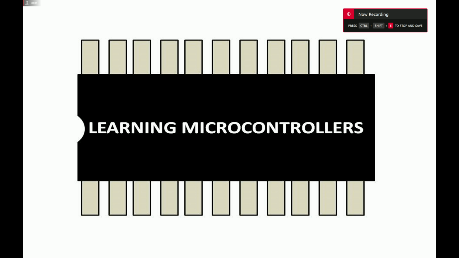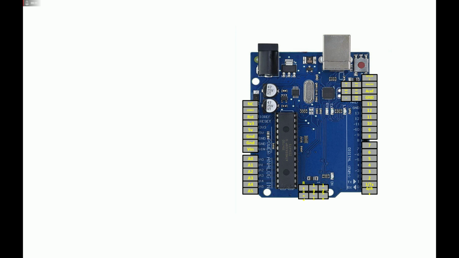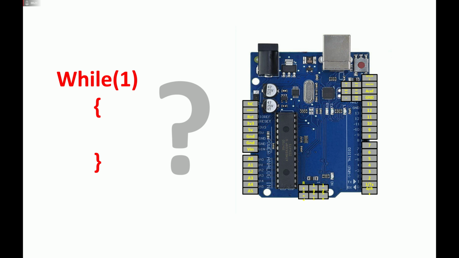So guys, welcome to learning microcontrollers. In this video, I'm going to show you how we can block and resume code in Arduino Uno using the while loop. So let's get started. So guys, this over here is our Arduino Uno and this is a while loop. Now how to use this to pause a code whenever you need to pause a code with certain condition and resume it? Now that is the question. So let's learn by doing.